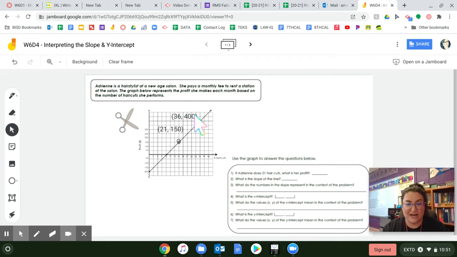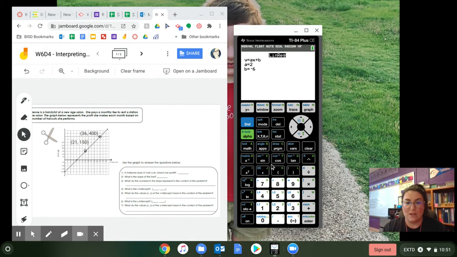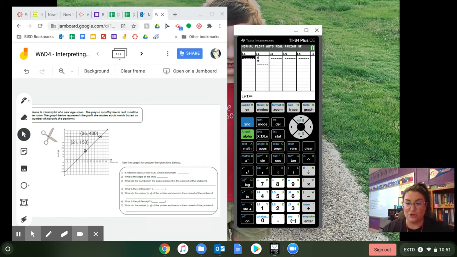If I went to StatEdit and put these points in, so I'm going to go to Stat, Edit, and there's a couple ways you can clear your stuff out here. You could press clear on L1, enter, and it would clear this column out. You don't want to delete the column because then it goes away totally. Or you can actually just type over these numbers. So let me show you what I mean.